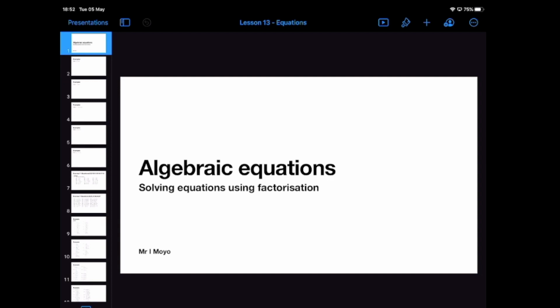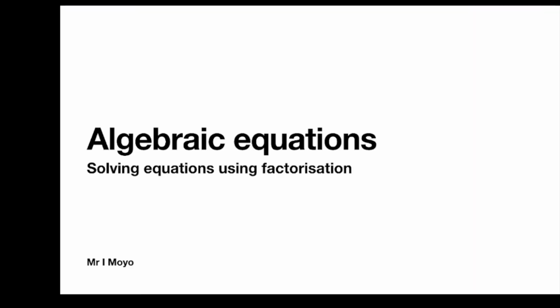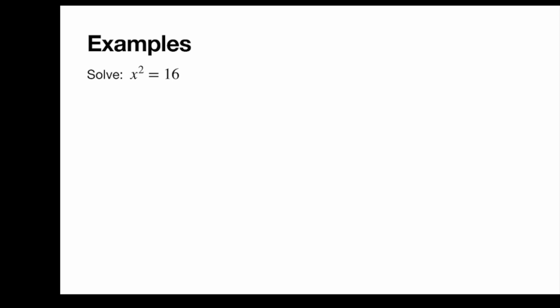In order to solve quadratic equations where factorization is required, you will either get an equation where factorization has been done already, but it is also possible that you get something like x squared is equal to 16 where no factorization has been done. That means you have to do the factorization yourself.